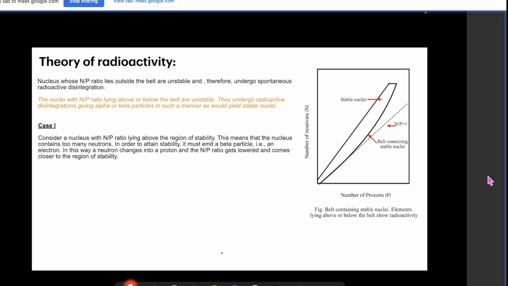This is the plot where the number of neutrons is denoted as capital N and the number of protons as capital P, and the belt here is the belt containing stable nuclei. The elements that are above or below show radioactivity. For example, this is the disintegration of an isotope of carbon.